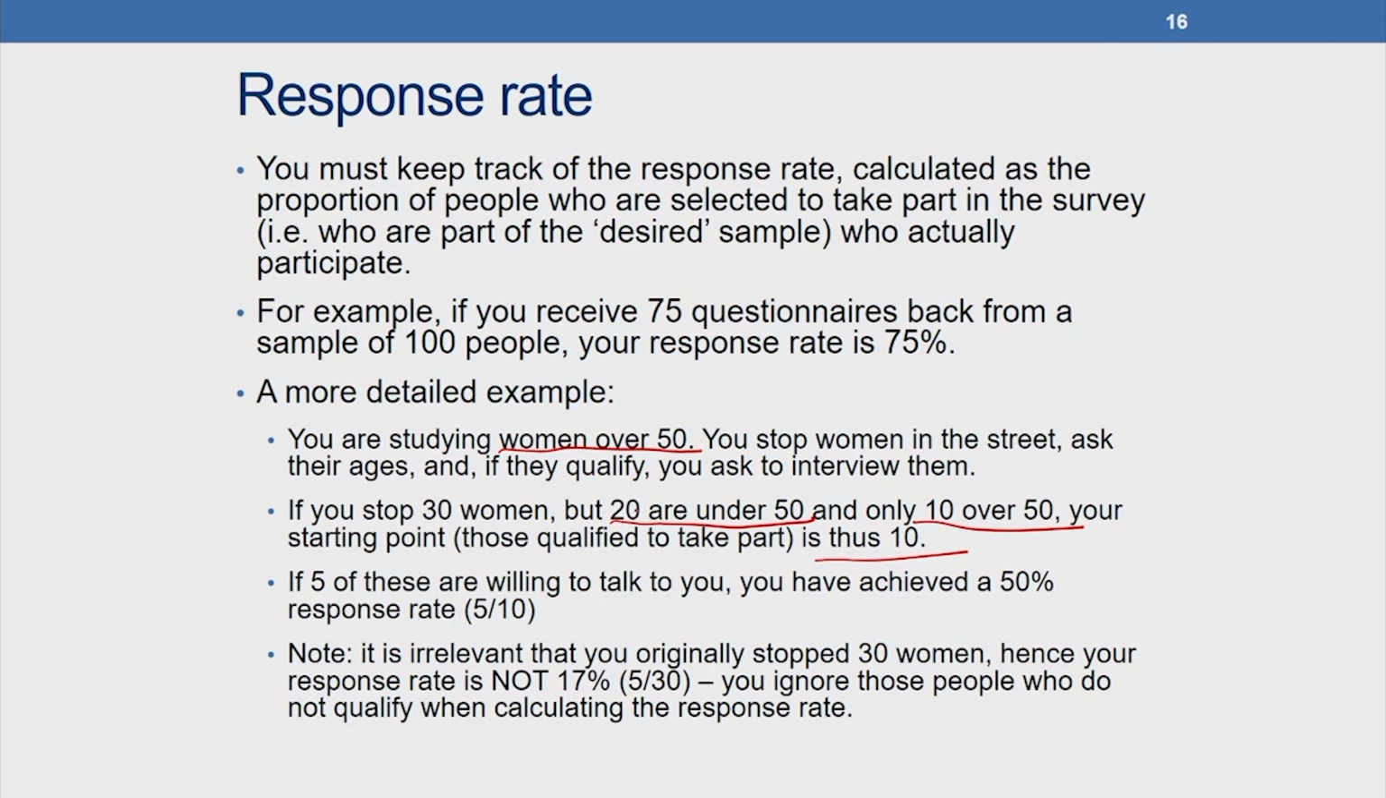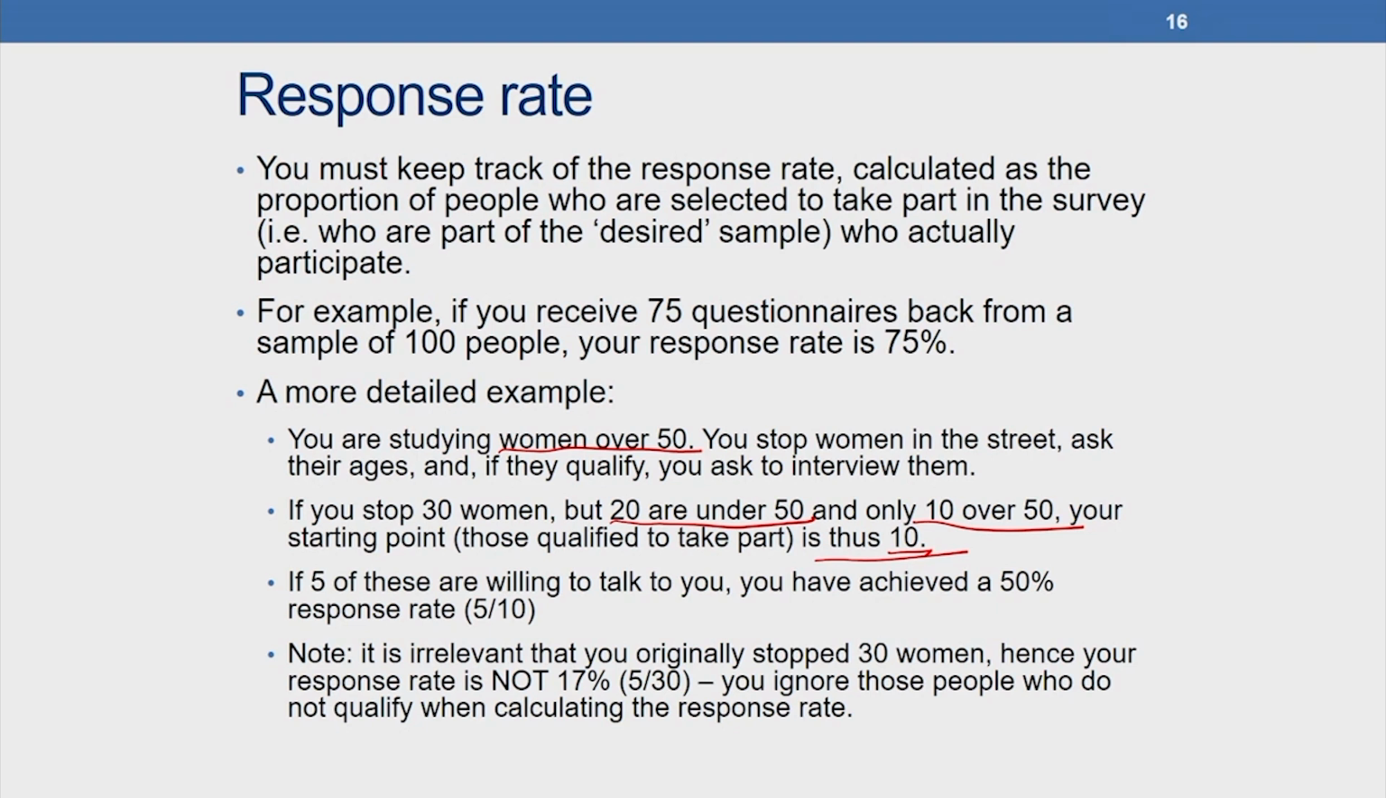Now, of the 20 who are under 50, whom you stopped to ask questions and who may have answered, you do not include them as part of the responses that you have received, because they do not qualify to be answering your questions in the first place. So, your starting point is 10, and if of these 10, 5 are willing to talk to you, then you have achieved a 50% response rate, which is 5 on 10, because 10 are the women who have qualified to participate in your survey in the first place.